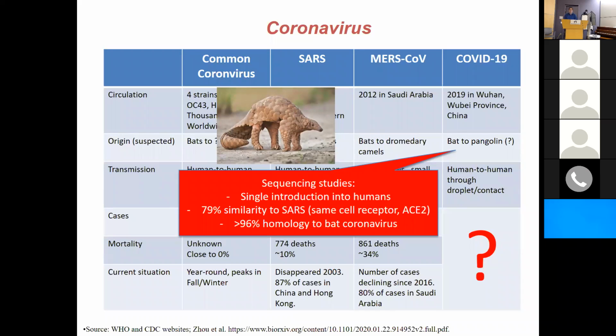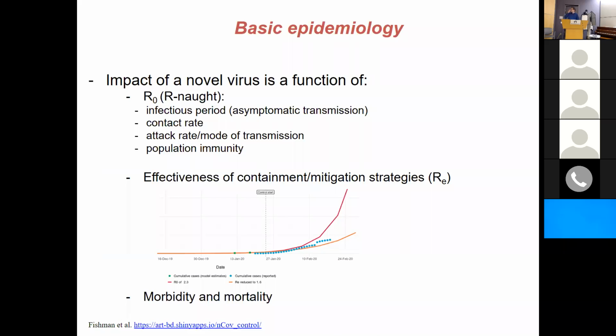The virus has 79% similarity with SARS. That's why it's referred to as SARS-CoV-2 as well. It uses the same cell receptor, ACE2 in humans, and it has more than 96% homology to that coronavirus. Some basic epidemiology, and it's just one single slide, but everyone has read about R0, the term we use is R0.